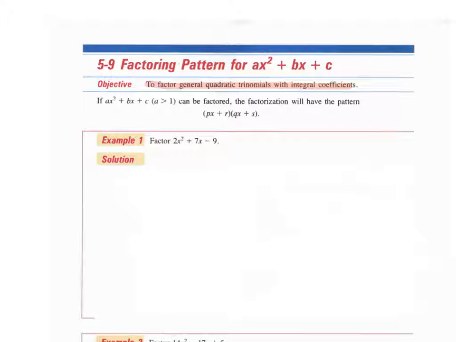We're going to cover section 5.9, and this time we're actually going to have a number in front of our x squared term. Now, in the other problems there was a number, but that number was 1. But now, when we're factoring these trinomials, we are going to have a number other than 1 in front of x squared, which is going to make our problem a little bit more difficult, because we're going to be looking for larger factors.